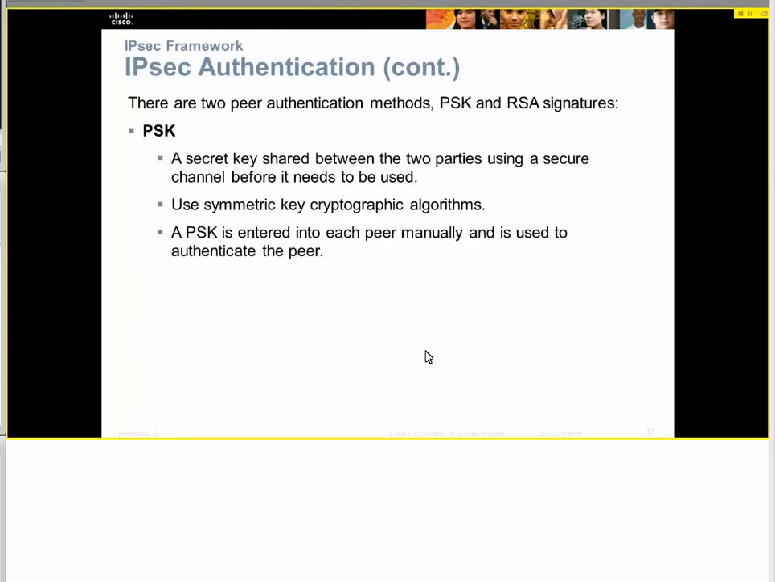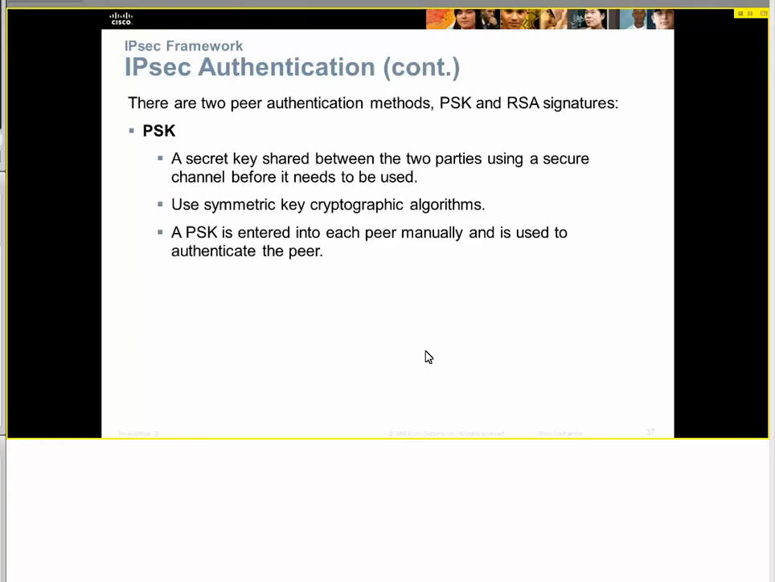All of you have set up a wireless network at home, where you set up a router, and on the router you set up WPA or WPA2. In that, it asks you to create a passphrase. Any client that wants to connect to the wireless has to know what that passphrase is. That's a pre-shared key. It's the secret key shared between the two parties.